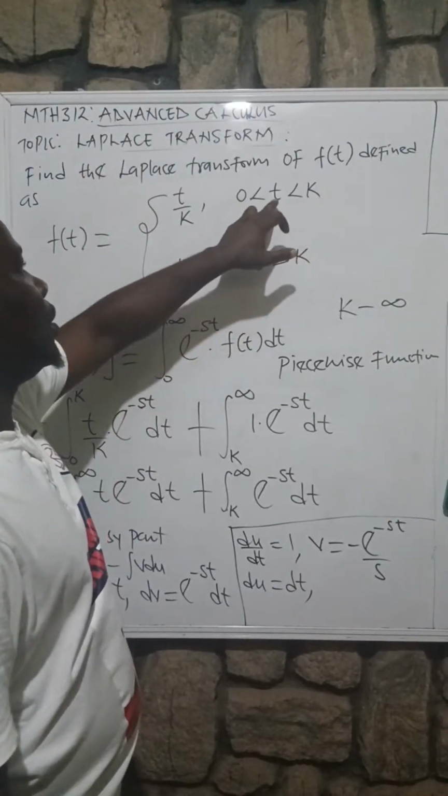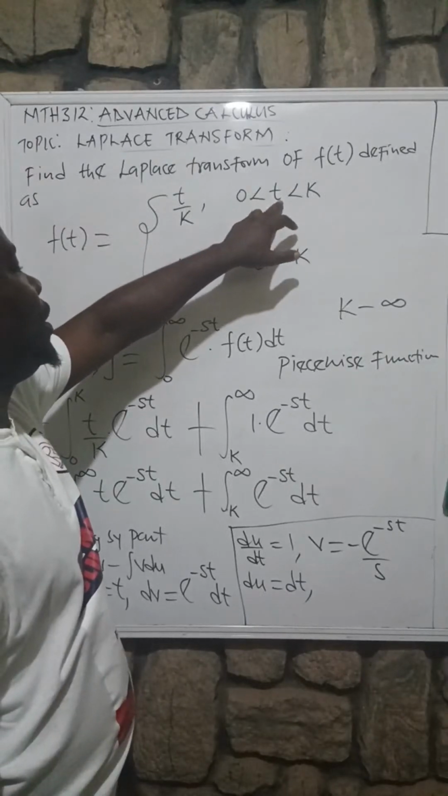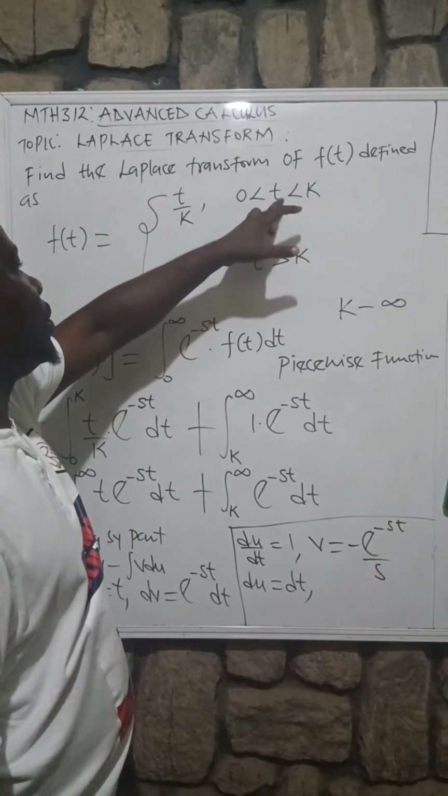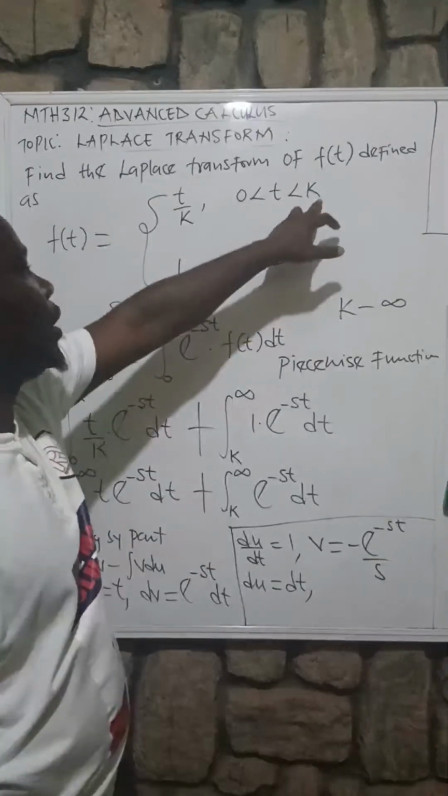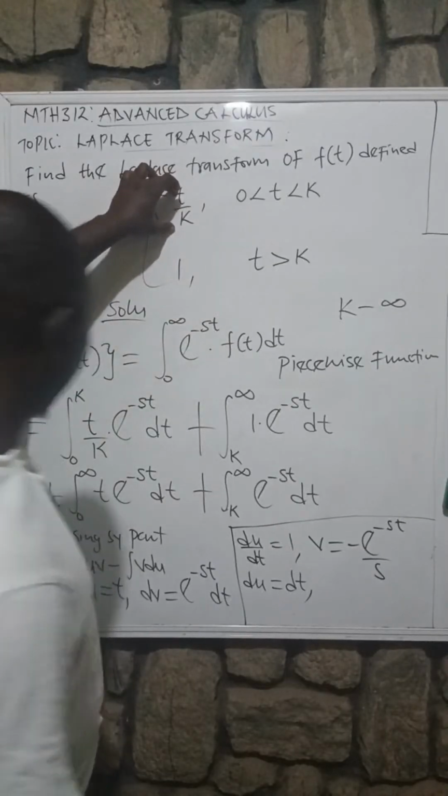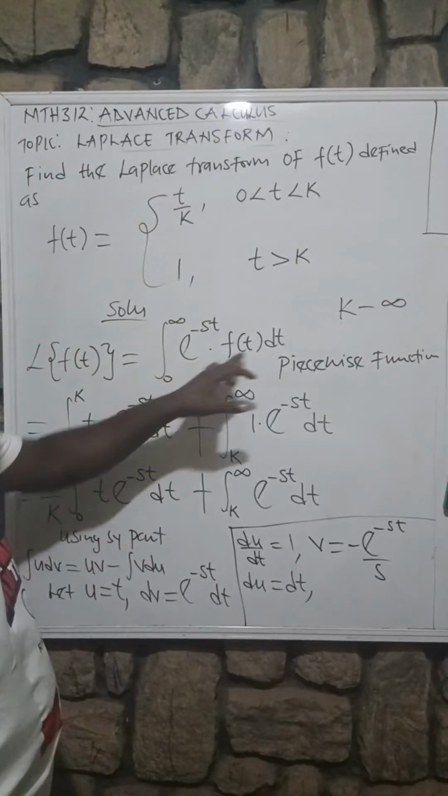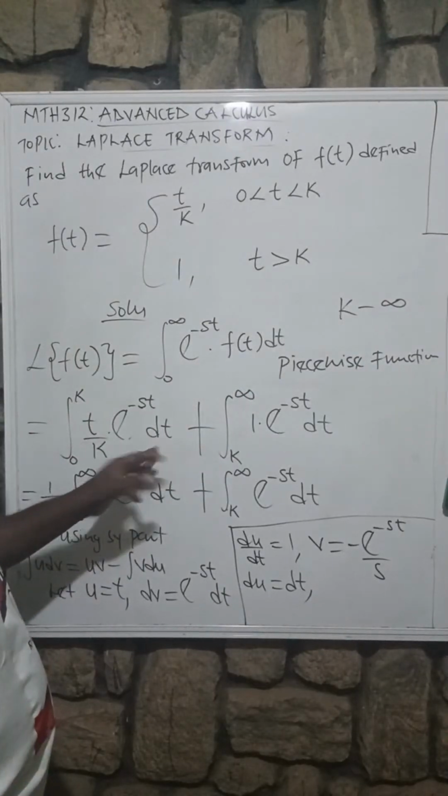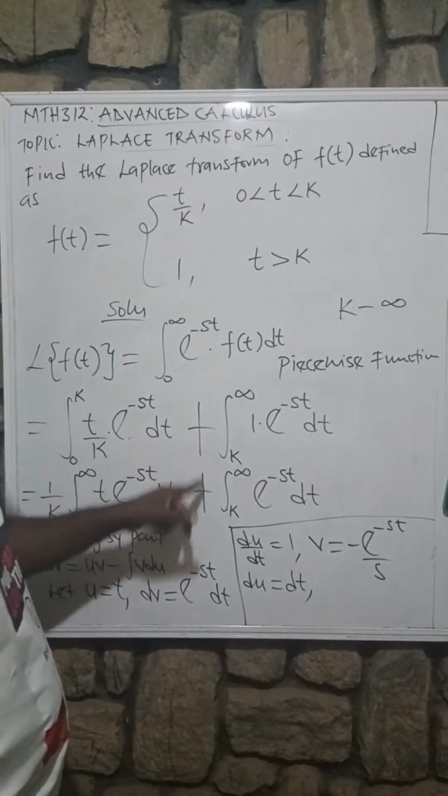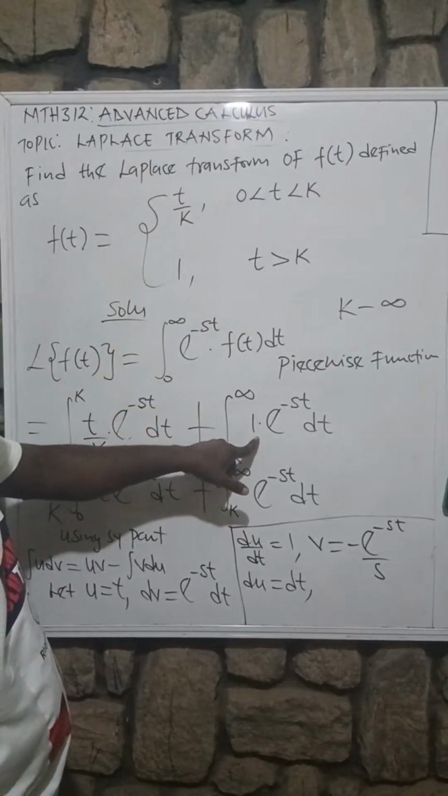Because t, we have t here. So the time is running from 0 to k. That is the first function. That is why you use this function to multiply this, to give us this. Then the interval 0 to k, right? Plus the function here is 1. That is why I am saying it here.